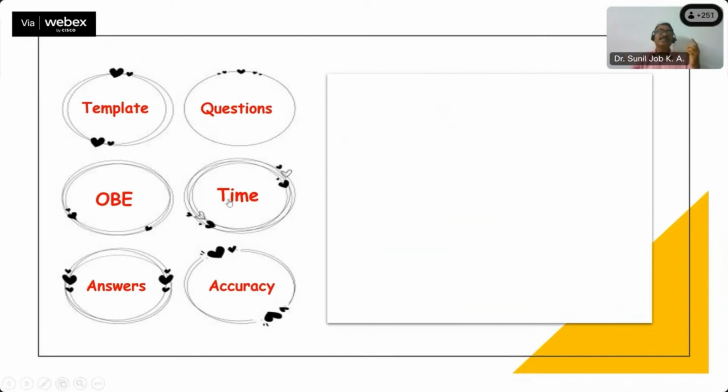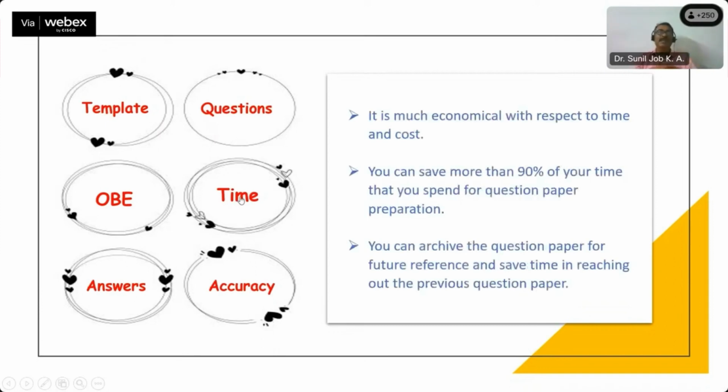And with respect to time, these are the features of our software, and this is the value that we can derive from it. OBE definitely helps you save time and work in a smart way, so it is much more economical with respect to time and cost. If you are taking 3 hours to develop a good question paper, this software can develop it in 10 minutes. You can just imagine the huge amount of time that you could save. That is 90% or more of the time saved on the question paper.